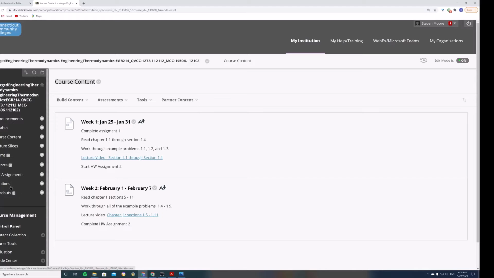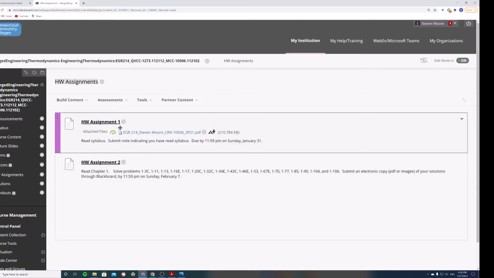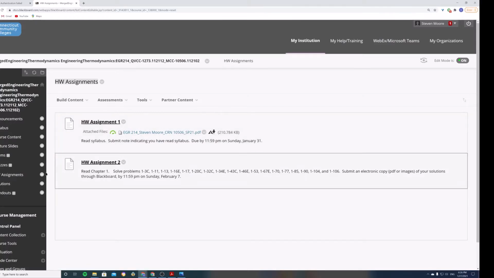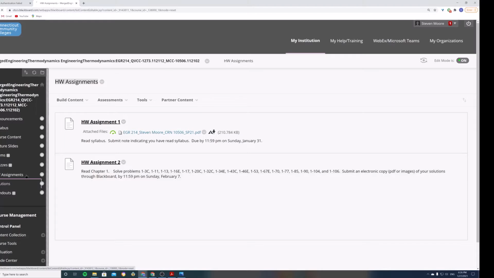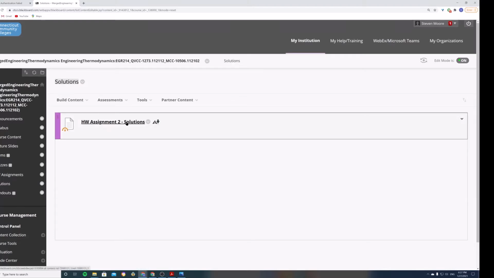In the homework assignments, the first one is just reading the syllabus and then submitting, saying you read the syllabus. The next ones are the homework assignments. You'll make a copy, either scan it or take a photo, and submit it through Blackboard by the due date. The solutions are already posted here, so you can check your work as you go through.